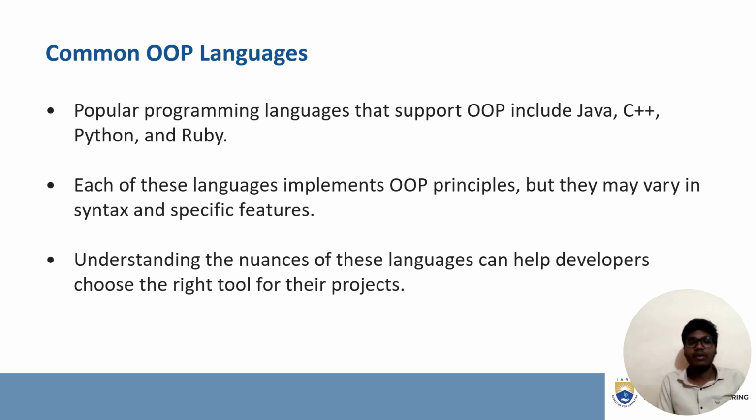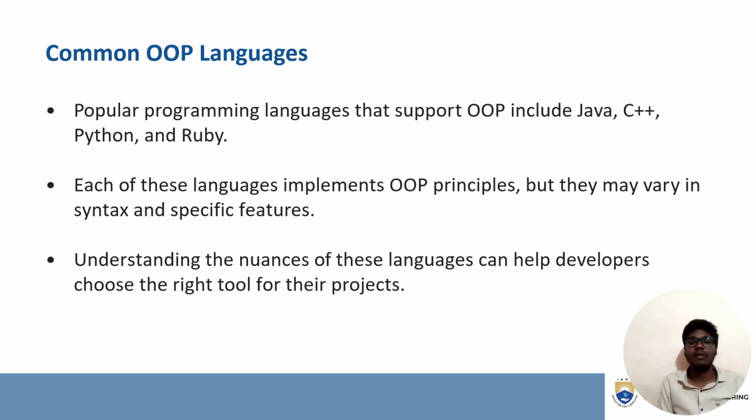Common OOP languages. Popular programming languages that support OOP include Java, C++, Python, and Ruby. Each of these languages implements OOP principles, but they may vary in syntax and specific features. Understanding the nuances of these languages can help developers choose the right tool for their projects.